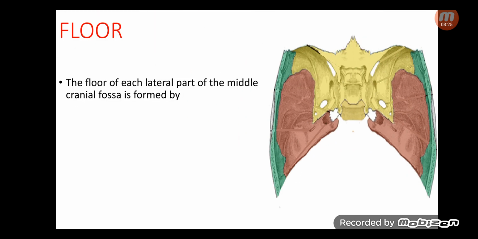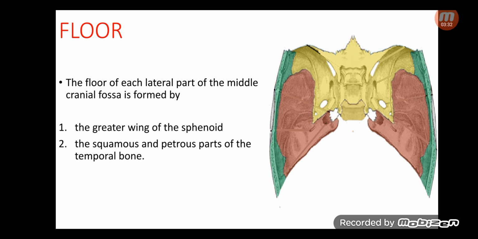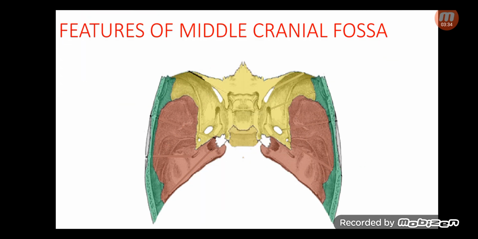Now we'll talk about the floor of the middle cranial fossa. The floor of each lateral part of the middle cranial fossa is formed by the greater wing of the sphenoid and the squamous and petrous parts of the temporal bone.